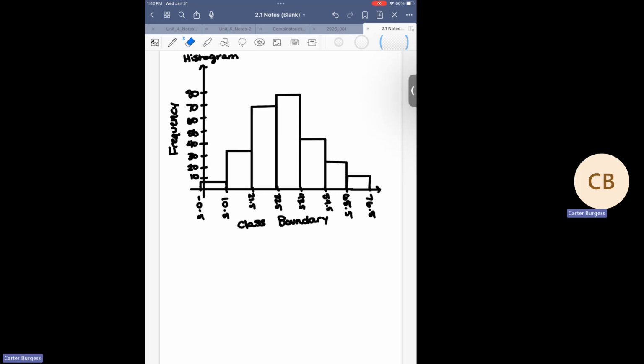Questions with our histogram and with the shapes that our distribution can kind of take on preliminarily.